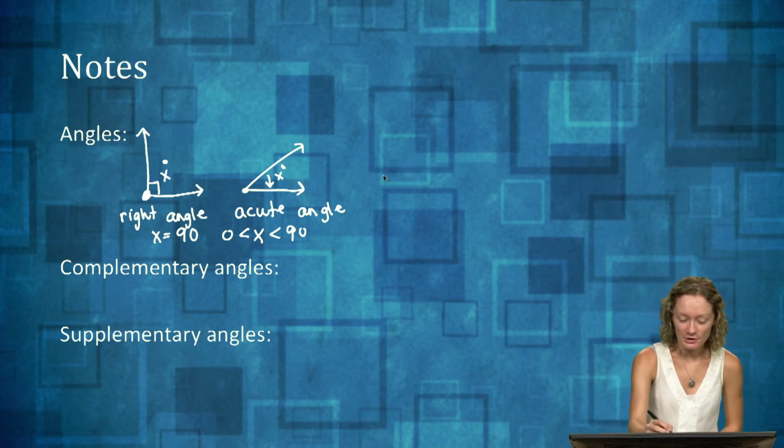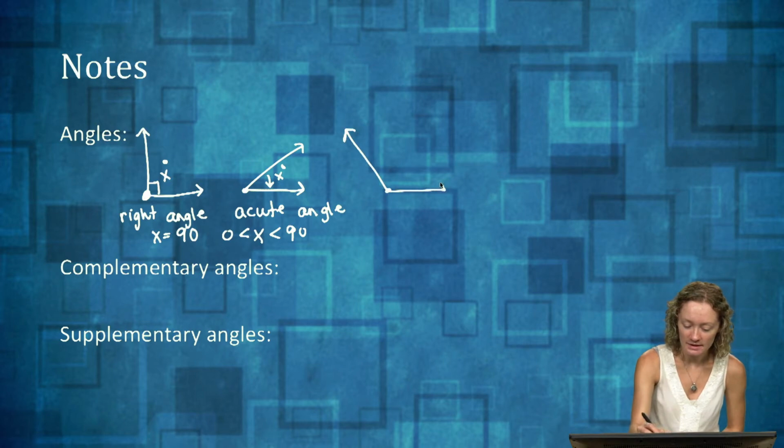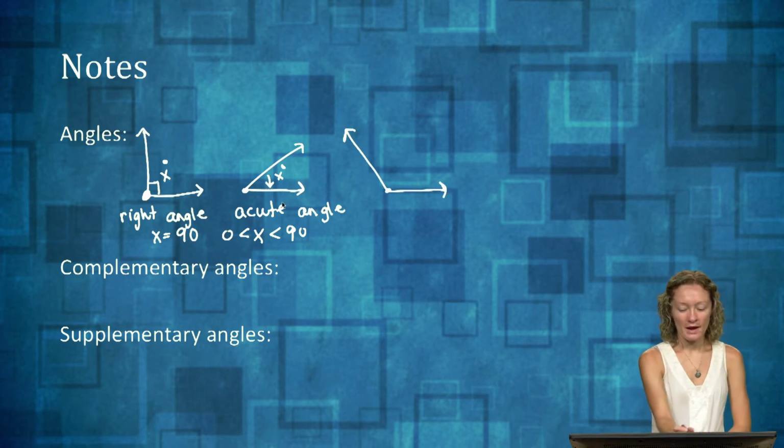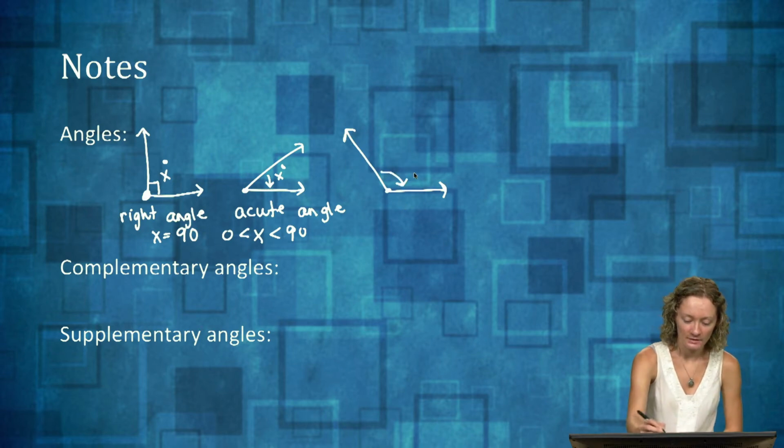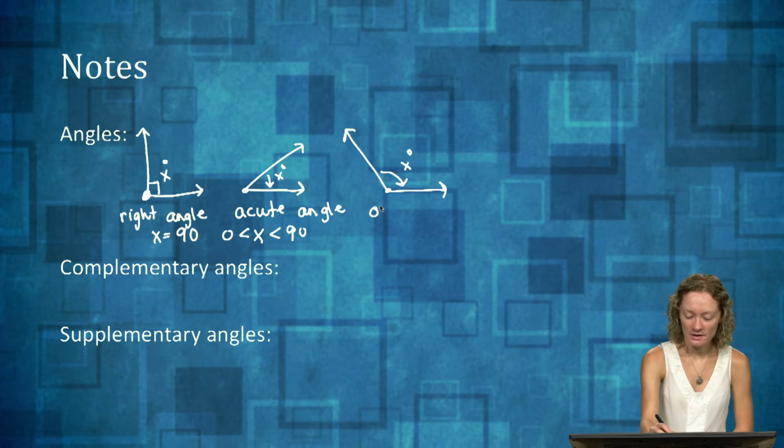Okay, the third type of angle that you will see is, so we have the right angle, we have smaller than right, this one's bigger than right. Again, we'll say the angle measure here. This one is an obtuse angle.